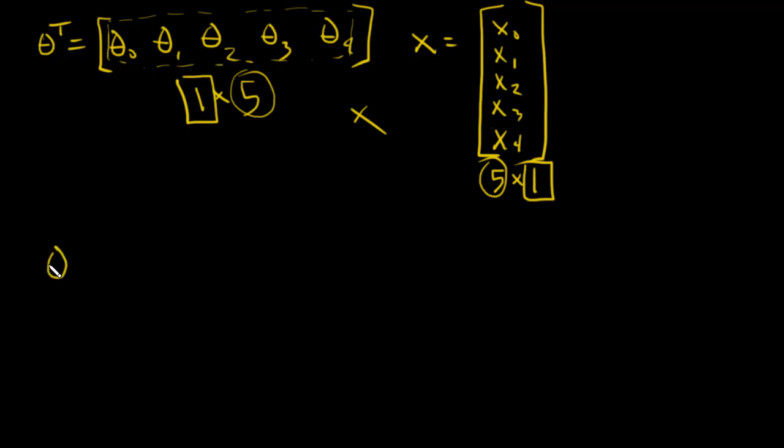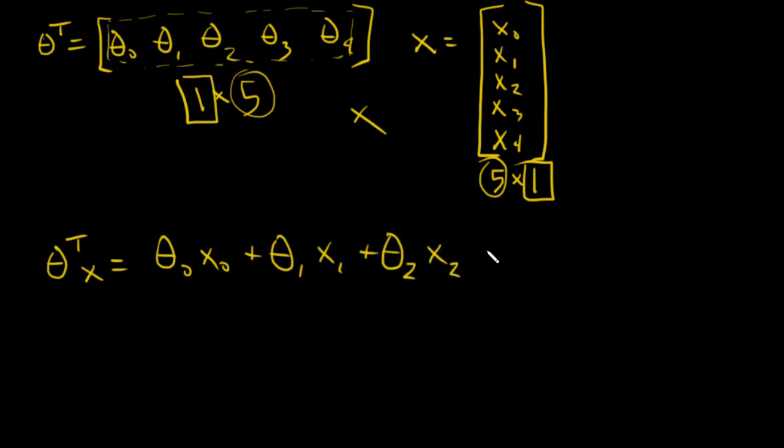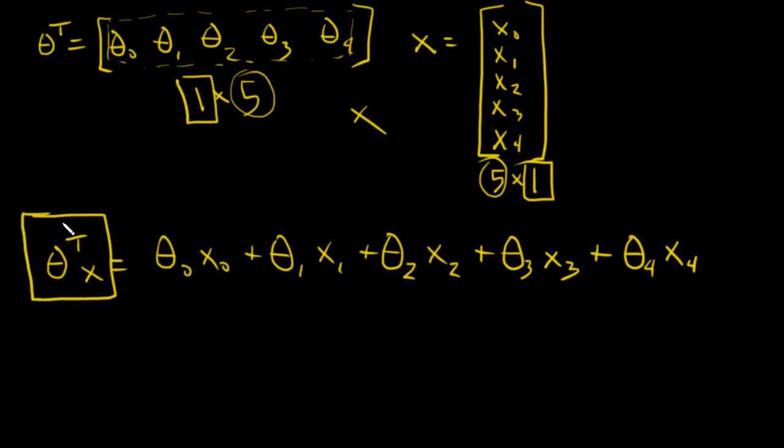So theta transpose x is going to be theta 0 x0 plus theta 1 x1 plus theta 2 x2 plus theta 3 x3 plus theta 4 x4. Now, this theta transpose x is way more compact than writing all this out. And you can definitely imagine if we had 60 features, I do not want to write out theta 0 x sub 0, all the way up to theta 60 x sub 60.